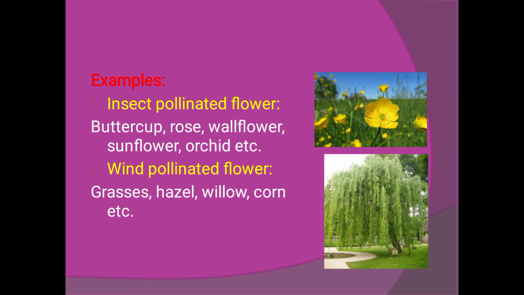Now, examples of insect pollinated flowers and wind pollinated flowers. Examples of insect pollinated flowers are buttercups, rose, wallflower, sunflower, orchids, etc., while those of wind pollinated flowers are grasses, hazel, willow, corn, etc.